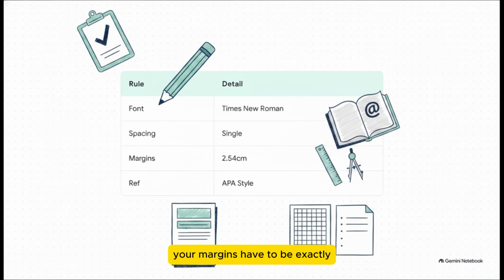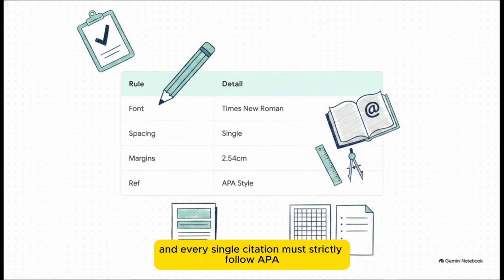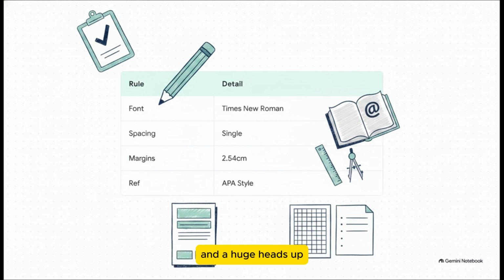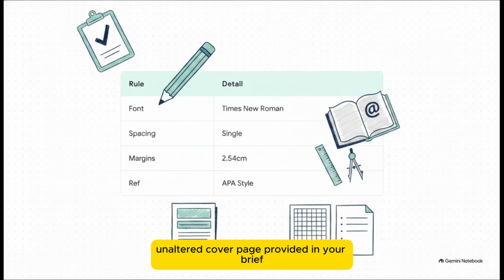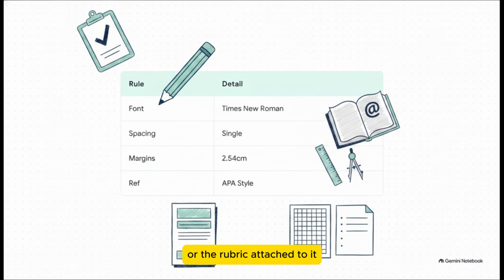Your margins have to be exactly 2.54 centimeters on all 4 sides, and every single citation must strictly follow APA style. Oh, and a huge heads up, you absolutely must use the official unaltered cover page provided in your brief. You can type in your names and group number, of course, but do not mess with the formatting of that page or the rubric attached to it.